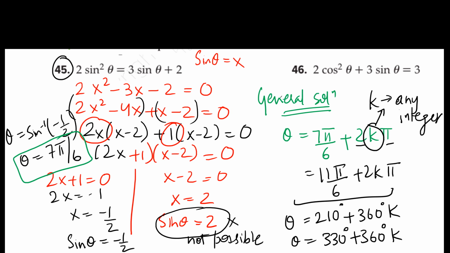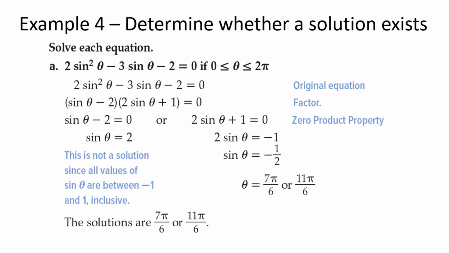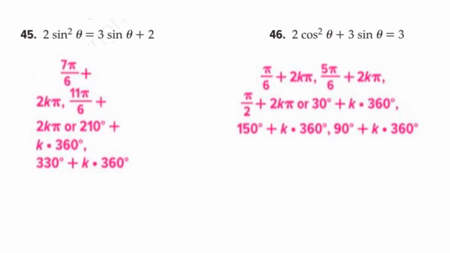Okay, in a similar way, try question 46. In this slide, I have given you the step-by-step solution to reach the particular solutions, which are 7 pi by 6 and 11 pi by 6, or 210 degrees and 330 degrees. And we have also seen in the last slide how we convert this to the general solution. So now here I have provided you the answer key. I hope you were able to solve this question similarly using a quadratic equation.